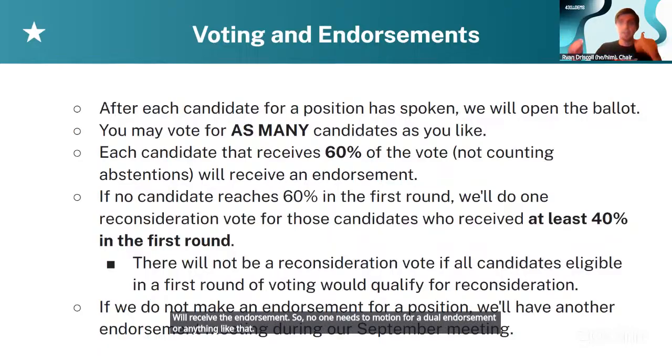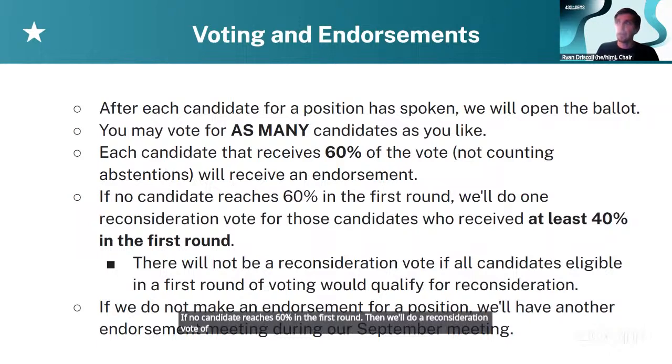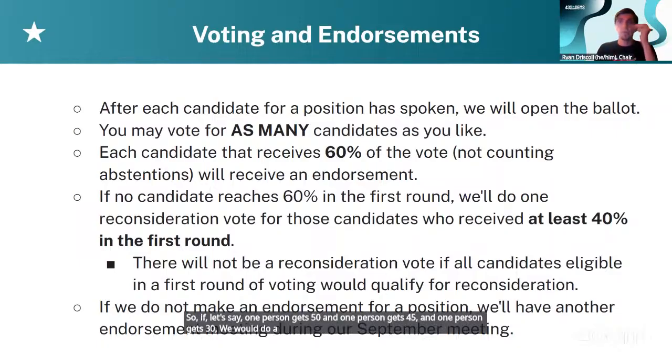If 2 candidates reach that 60% mark, then both of them get our endorsement. If no candidate reaches 60% in the first round, then we'll do a reconsideration vote of those candidates who received at least 40% in the first round. So if, let's say, one person gets 50 and one person gets 45 and one person gets 30, we would do a reconsideration vote with the person who got 50 and the person who got 45.